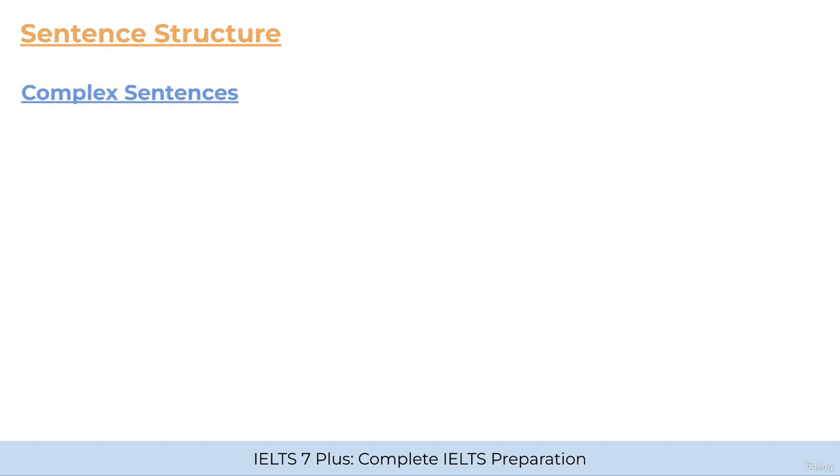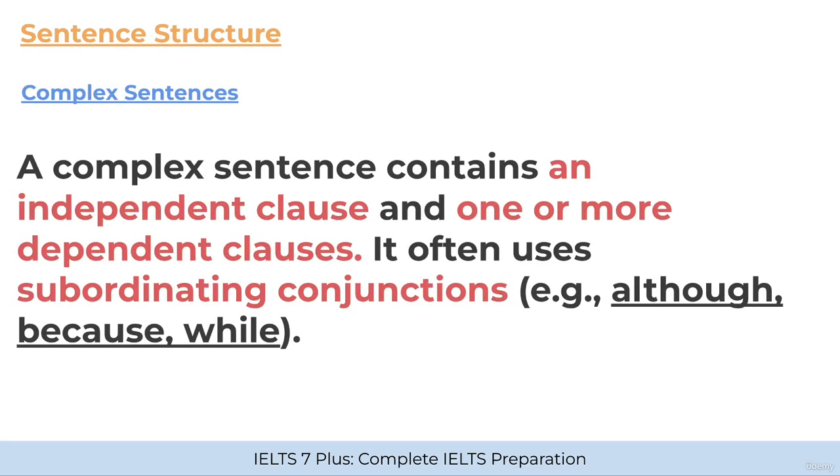Complex sentences, on the other hand, are not equal. They contain an independent clause and one or more dependent clauses. And in this case, they use a subordinating conjunction, which is different from coordinating. Words like although, because, and while. So the dependent clauses, remember, don't have a complete thought. They need the independent clause to stand. They can't stand alone. So let's have a look at this and see how it differs.